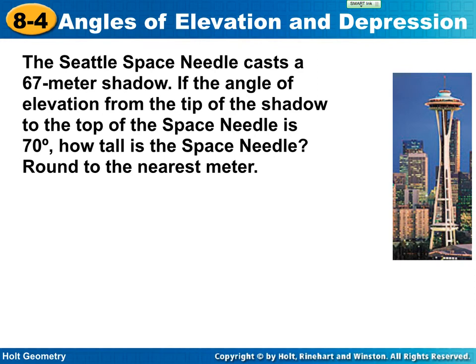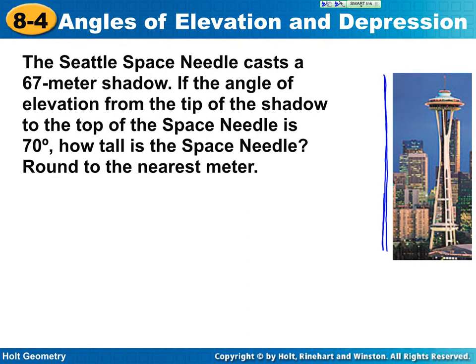It says the Seattle Space Needle, which is that building there, it has a point up on the top you can't see very well, but it casts a 67-meter shadow. If the angle of elevation from the tip of the shadow to the top of the Space Needle is 70 degrees, how tall is the Space Needle? Now in these stories, there's going to be a right triangle involved. So draw yourself a diagram. We're going to try and figure out how tall that Space Needle is.